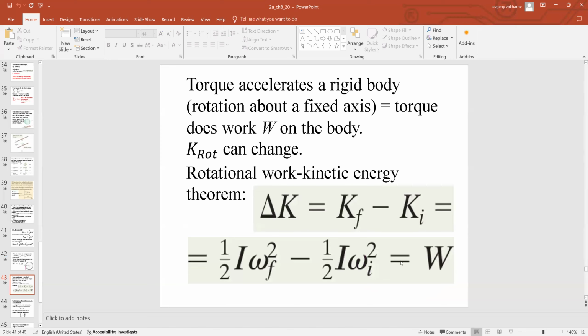Remember the change in kinetic energy work done theorem? Same thing still applies, but your kinetic energy is not 1/2 mv squared anymore. It's 1/2 I omega squared, because mass is replaced with rotational inertia, and linear velocity is replaced with angular velocity.